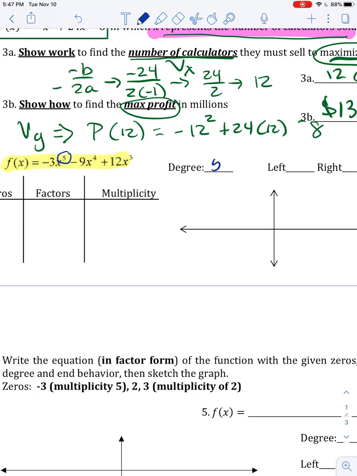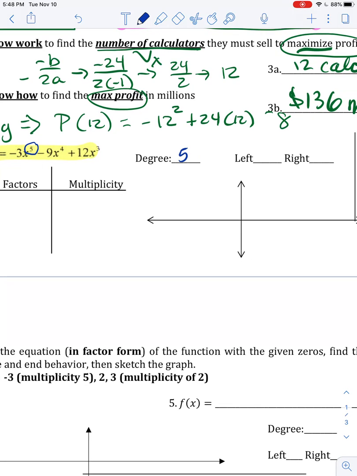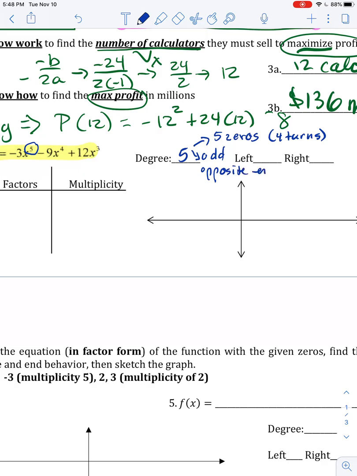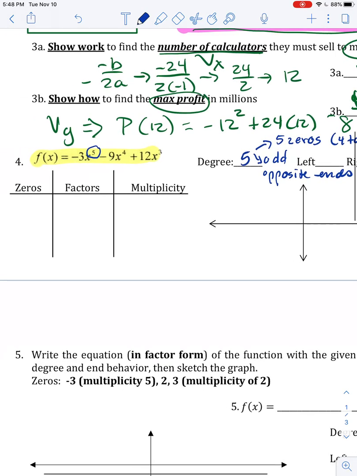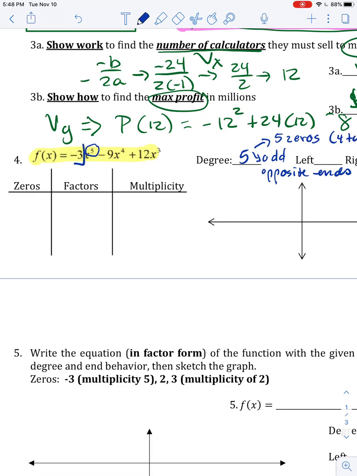All right, so the degree is nothing more than this highest power, so that would be 5. Think about what that tells you. Tells me that I expect to have 5 zeros, which would turn into 4 turns because there's always one less turn than zeros. And then 5 is also an odd number, obviously, so that's telling me something about the ends. I'm going to have opposite ends. One's going to go up, one's going to go down. How do I know?